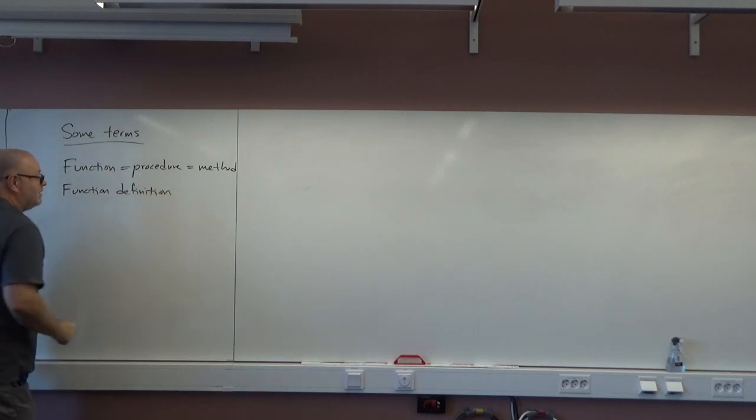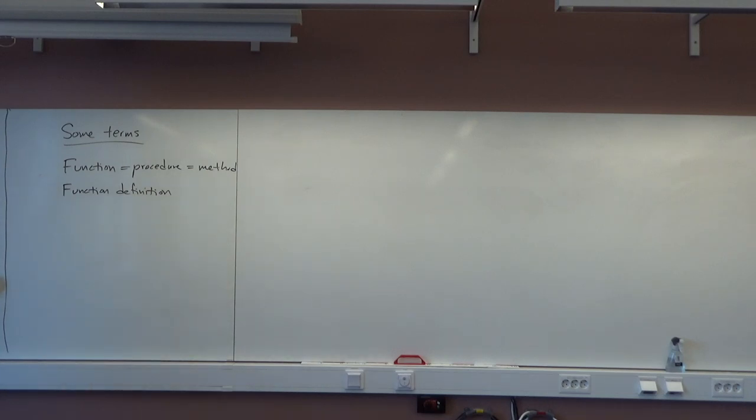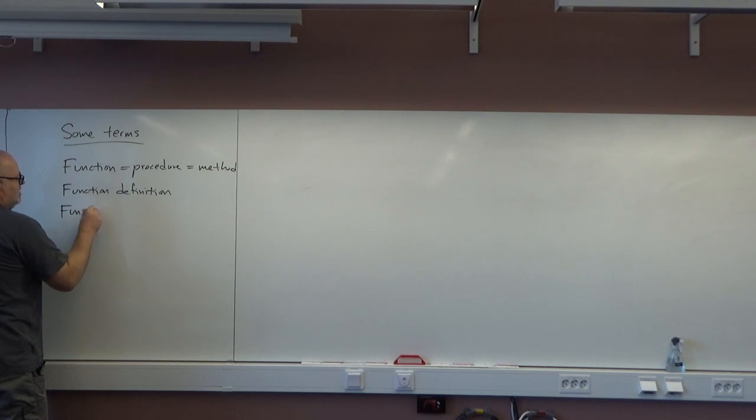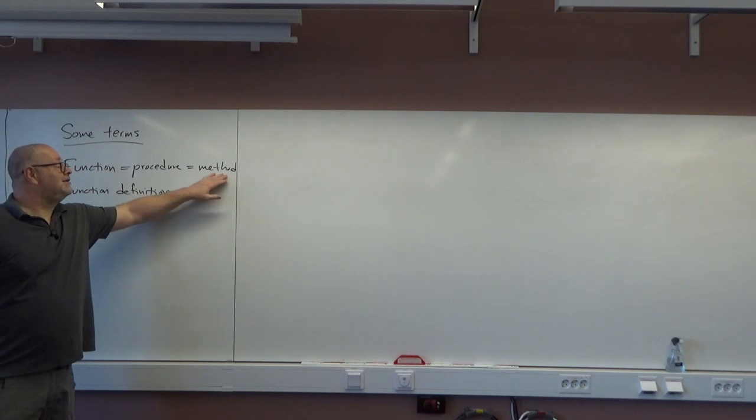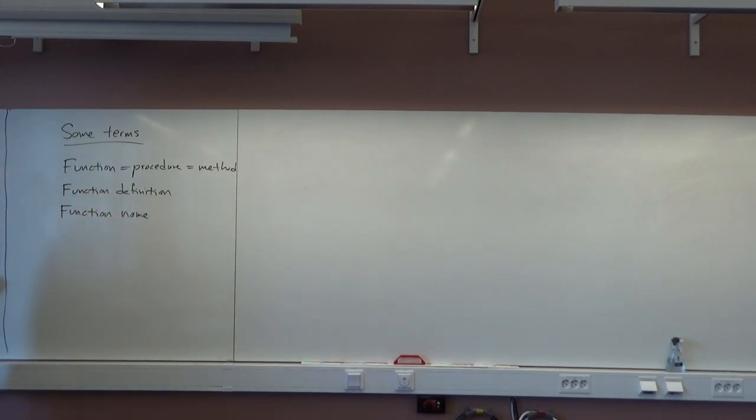The function definition is part of the source code. That's where you write the function or procedure method and the code that will be performed when it's called. And you have a function name, which may or may not be as simple as just an identifier. For example, if you have a method in a class, then you can have the same method name in different classes. So you might need to include the class name. And if you have overloaded functions, like in C++, you can have a function that takes a string as argument and another function with the same name that takes an integer, then the data type is part of the function name.